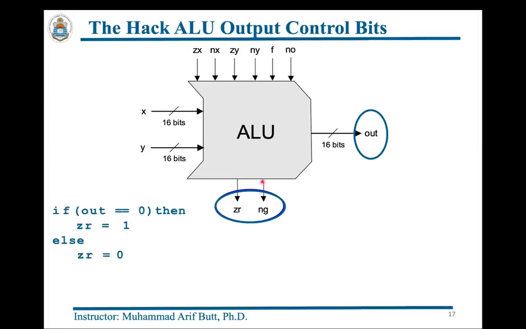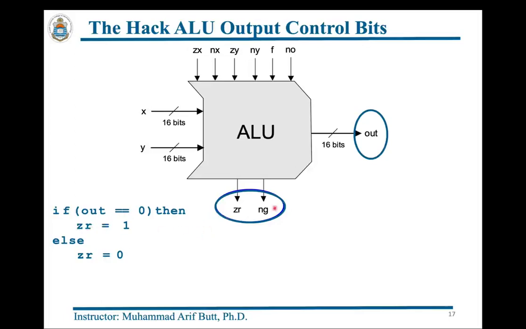Well, as far as this ZR bit is concerned, this is also called the 0 flag. The ALU sets this 0 flag or ZR bit to 1 if the 16-bit output is 0. If this output that the ALU has generated is 0, then the ALU sets this flag to 1, otherwise it remains 0.